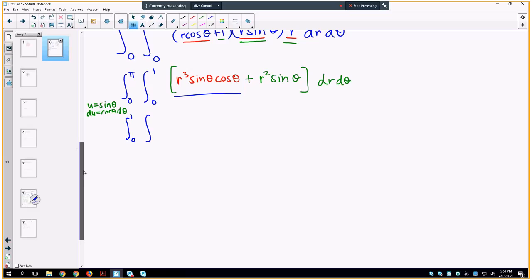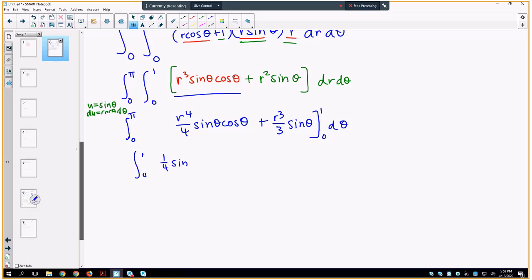So how about this? First we get r to the 4th over 4 sine theta cosine theta, and r cubed over 3 sine theta. Now we're ready to do that part. Evaluate between 0 and 1. So I get integration 0 to pi, 1/4 sine theta cosine theta plus 1/3 sine theta d theta.